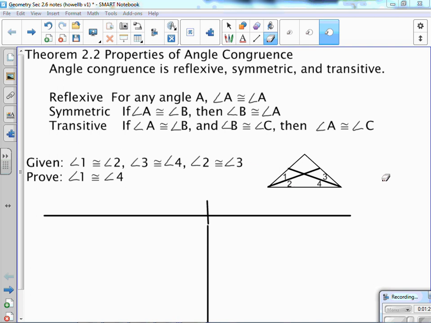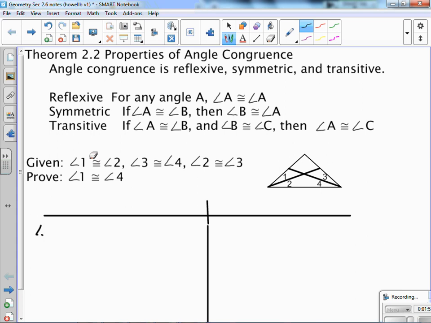So here we have a proof. It tells us, given that angle 1 is congruent to angle 2, angle 3 is congruent to angle 4, and angle 2 is congruent to angle 3, prove that angle 1 is congruent to angle 4. So, first off, in any proof, we always start with given information. And so, we want to use given information that we can make another statement from.